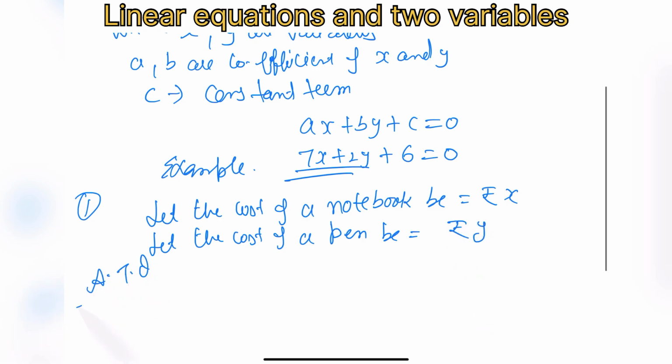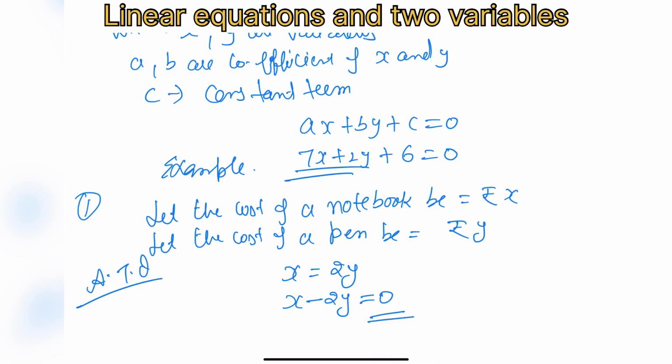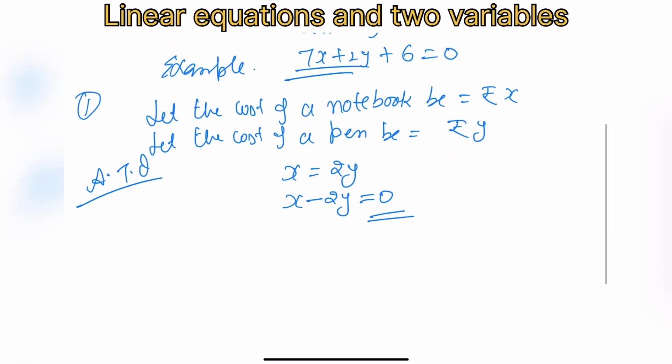Then according to the question, the cost of the notebook is equal to twice the cost of a pen. So we can write x equals 2y. We have to write a linear equation in two variables to represent this statement. So shift 2y to the left side, so x minus 2y is equal to 0. So hence this is a linear equation in two variables.